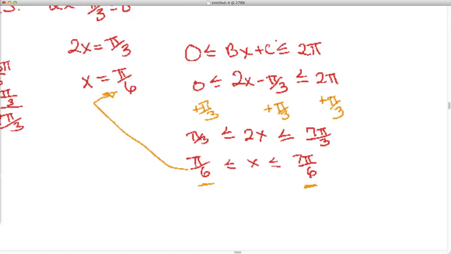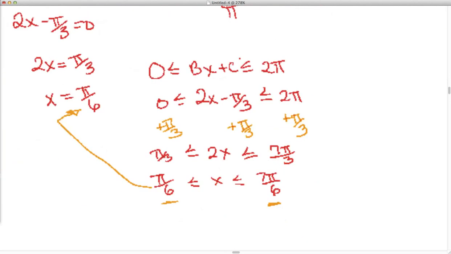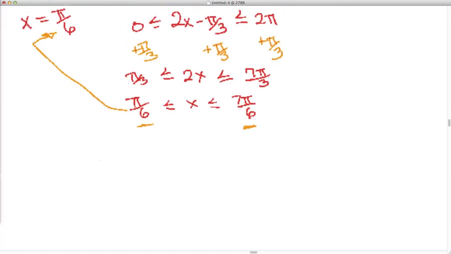Now that we've got that, we should take our period, which was pi, and multiply it by 1/4 to get the distance between each major point. So we take pi, which is our period, times 1/4, which in this case gives us pi over 4. This is the distance that you add to pi over 6 four times, and when you're done you should get 7 pi over 6. So let's see if that's true.